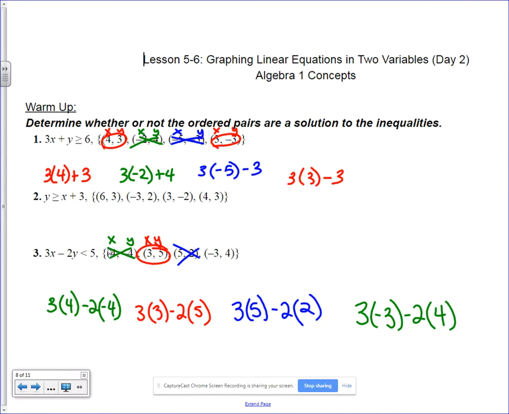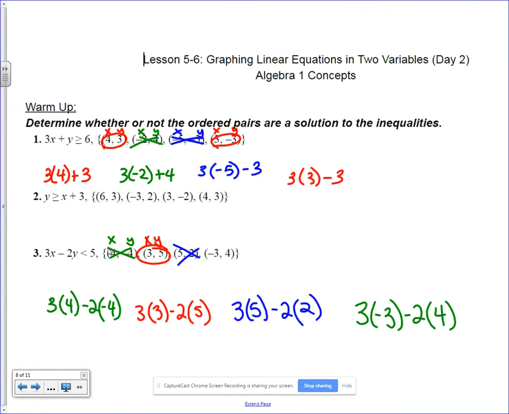I don't think that's correct. 3 times -3 minus 2 times 4. What you got? Well, my bet would be that you're not putting a minus sign in there, you're putting a negative sign in there.